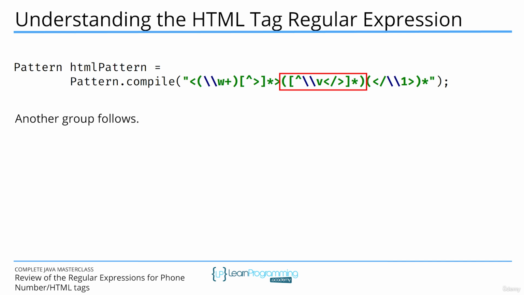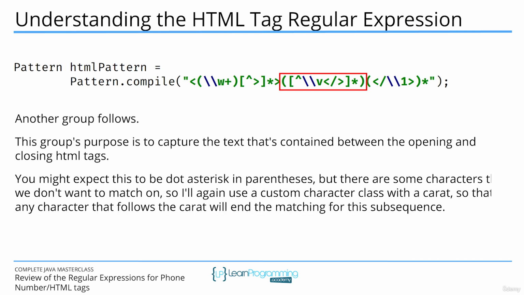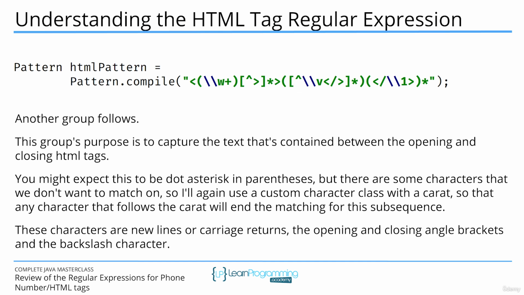Another group follows. This group's purpose is to capture the text that's contained between the opening and closing HTML tags. You might expect this to be .* in parentheses, but there are some characters that we don't want to match on, so I'll again use a custom character class with a caret, so that any character that follows the caret will end the matching for this subsequence. These characters are new lines or carriage returns, the opening and closing angle brackets, and the \ character.